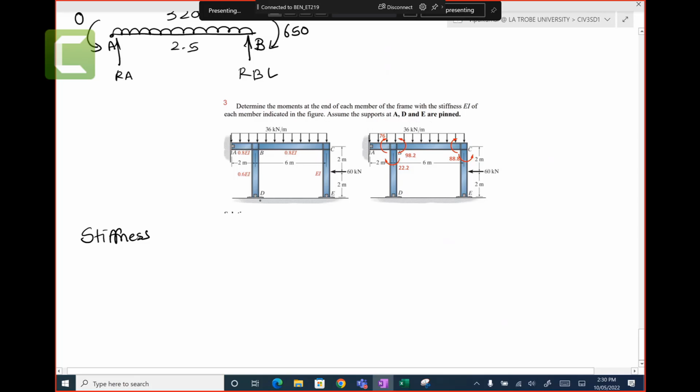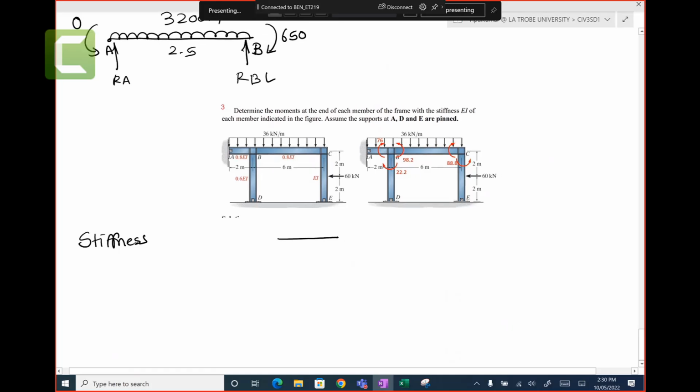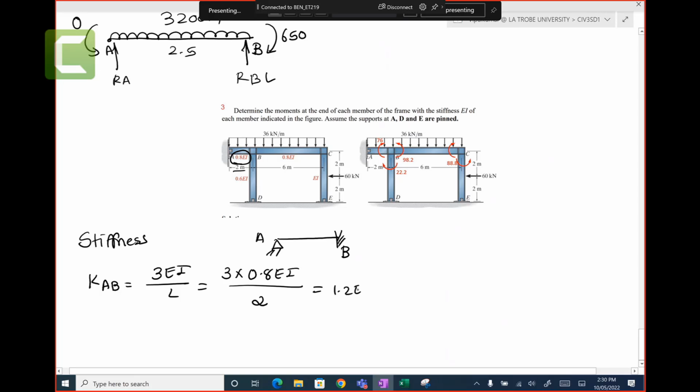So A, D, all are pin. Okay, so we have this member AB, where A is pin, and this one is fixed at B. For that case, stiffness KAB is equal to 3EI over L, and EI is 0.8. Length is 2, so we get 1.2 EI.